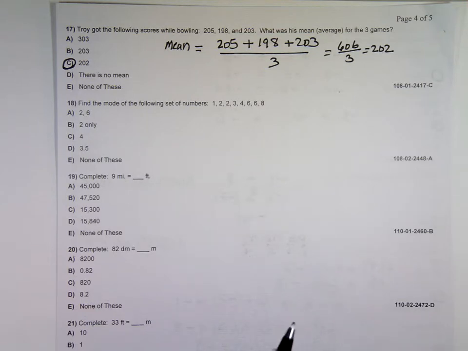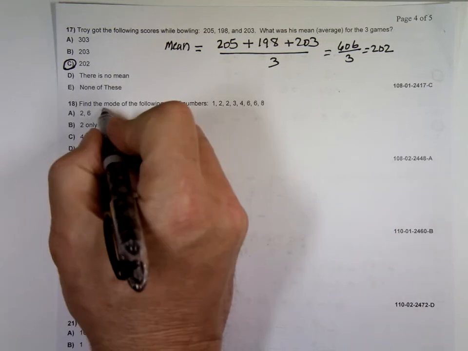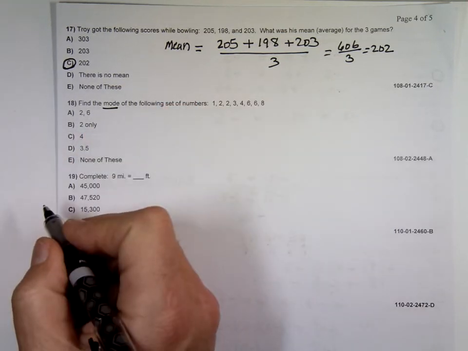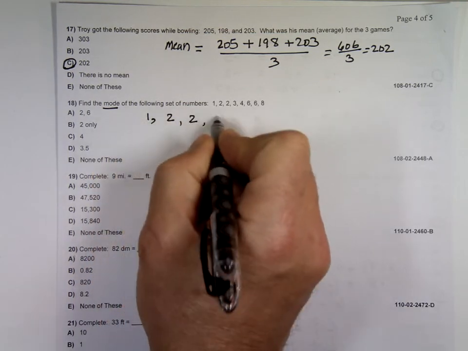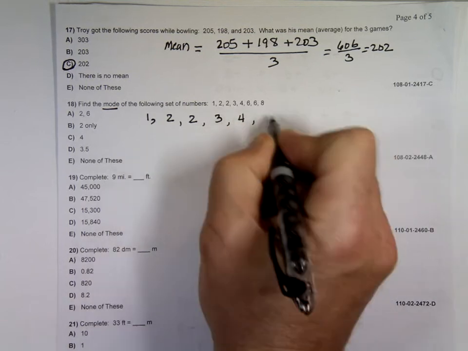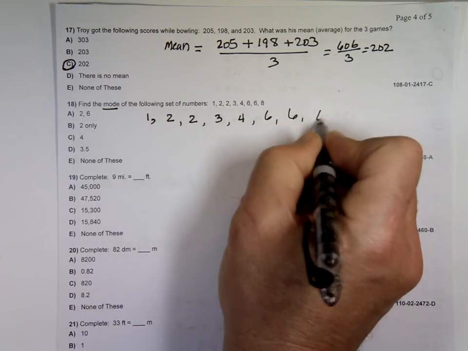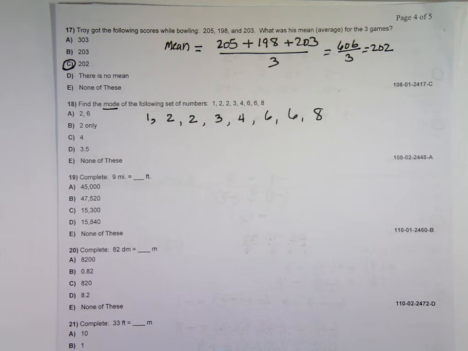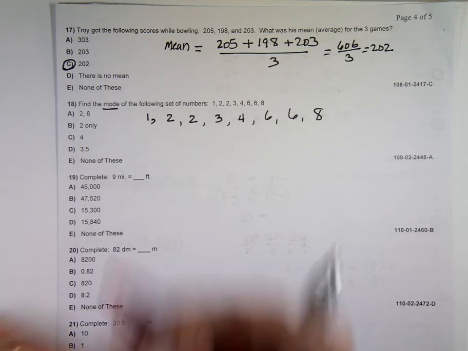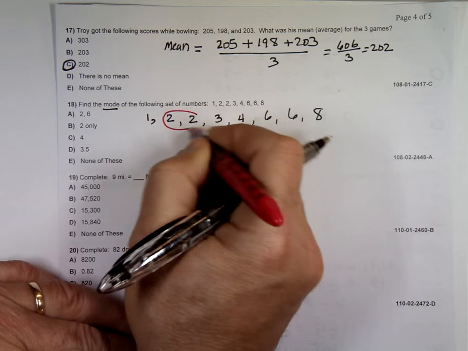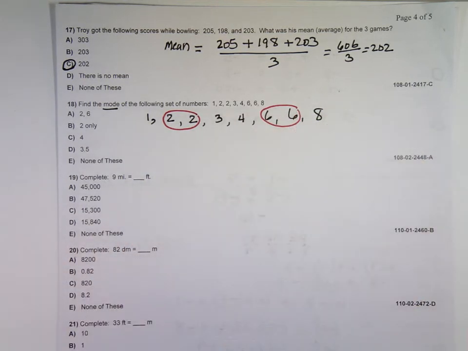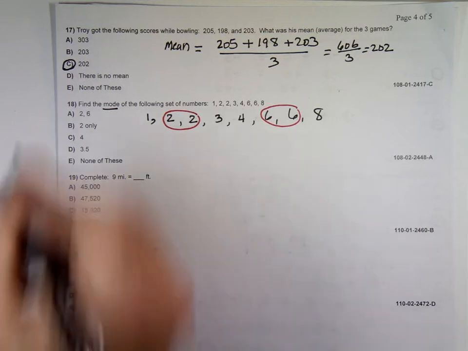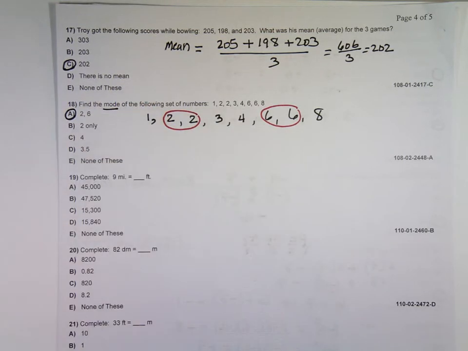Find the mode. The mode means the most frequent. Which number? Let me write the numbers again. 1, 2, 2, 3, 4, 6, 6, 8. Which number or numbers showed up more often than the rest of them? I see 2 of them. See them? My mode is actually 2 modes. 2, 6. Both are modes. They both showed up more often than the rest of the numbers.